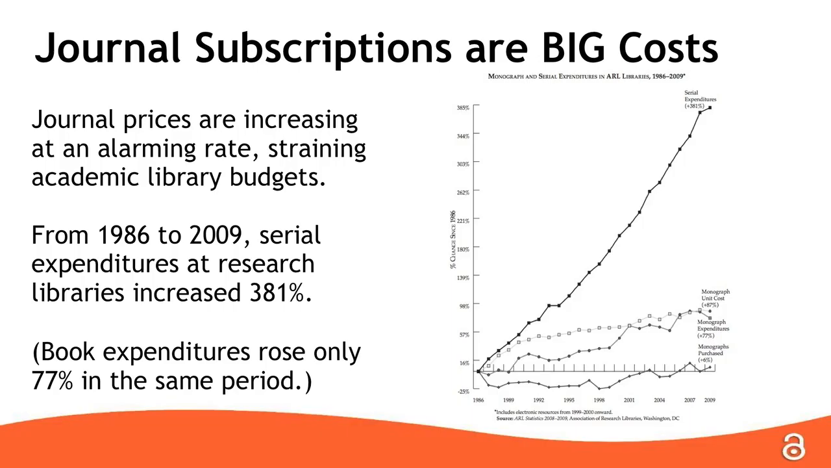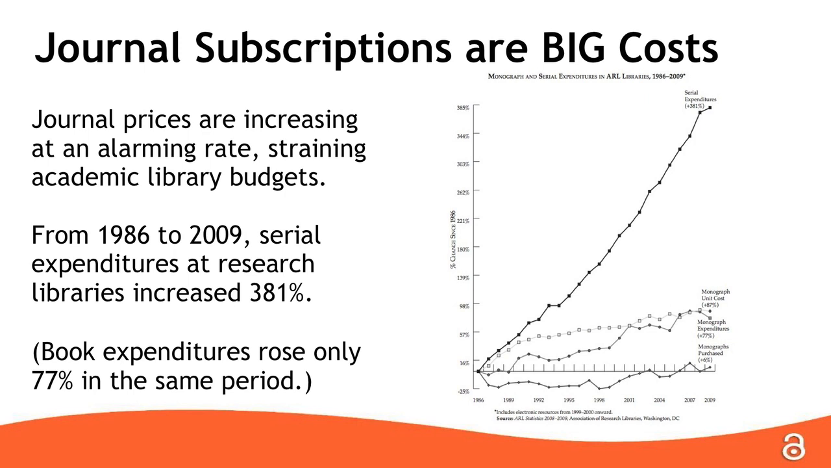And keep in mind the way these subscriptions work now, it's not that you pay $4,000 a year and then the library owns it. No, they only have access to it as long as they're paying for it. So if I pay for last year and then need to cancel my subscription, I don't have last year anymore. So the prices are really quite outrageous, mostly in the sciences. And journal prices are also increasing at an alarming rate, straining academic library budgets.